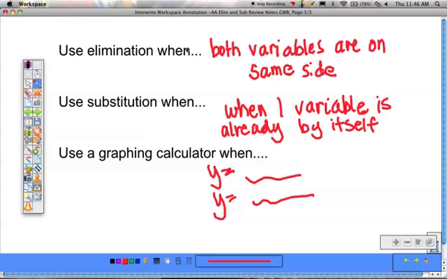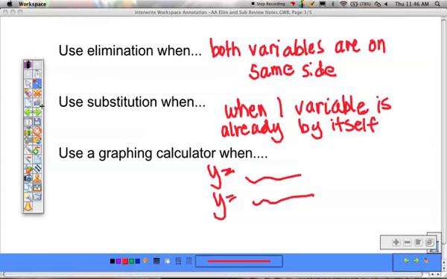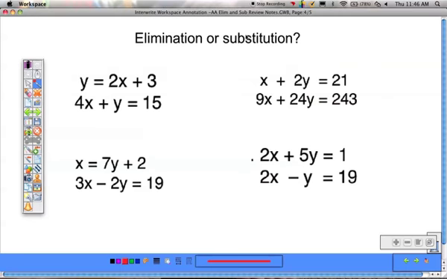Okay, so let's look at examples of what do I mean by both variables on the same side, or when one variable is already by itself. All right, so elimination or substitution, take a look at the first one. Are both variables on the same side? No, so elimination is probably not the best method. Is one variable already by itself? Yes, it is. The y is by itself, so substitution would be probably the quicker method. You can use either, but substitution would be quicker. If you chose to use elimination, you'd have one extra step. You'd have to get the variables on the same side.